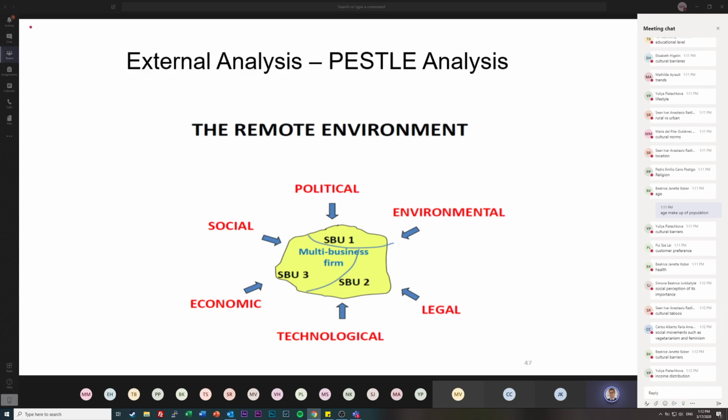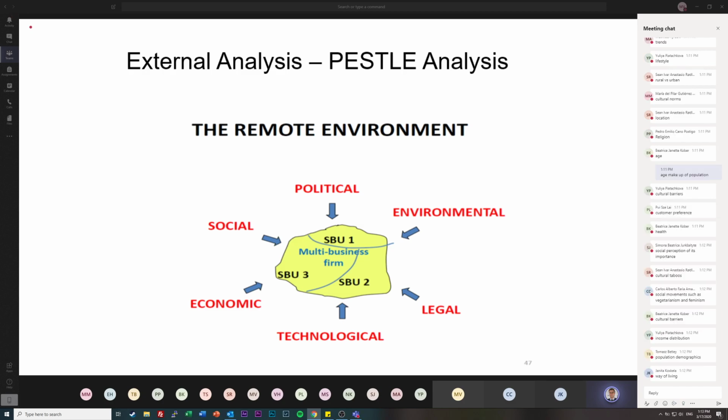Income distribution is somewhere between the economic and social factors. Yulia, you mentioned the Gini coefficient, which measures how income is distributed in a society, so it's somewhere between, but a really good comment. It typically describes how big the middle class is in a society, and how big the share is of people with the highest incomes and with the lowest incomes.